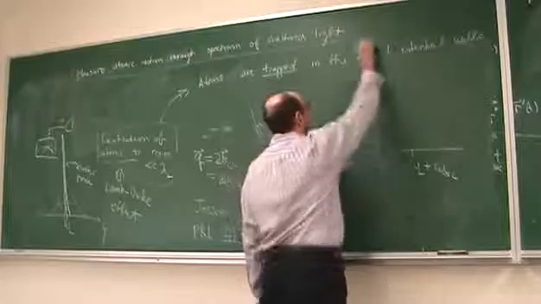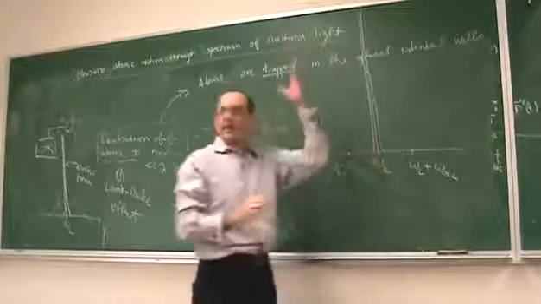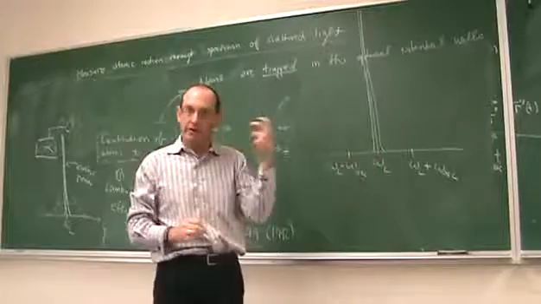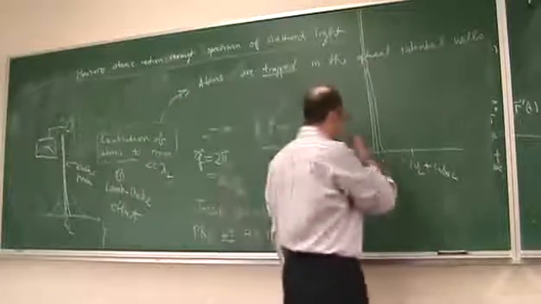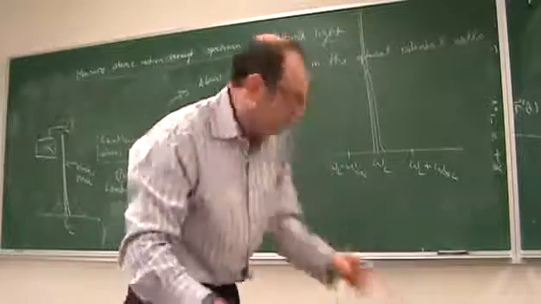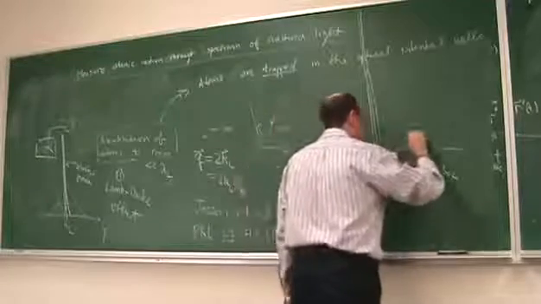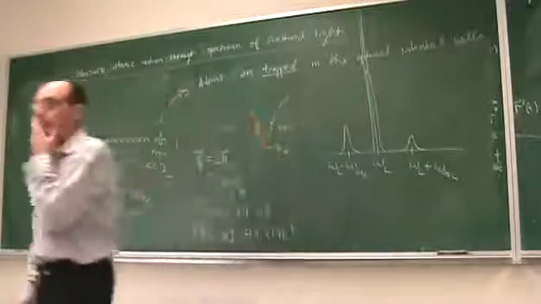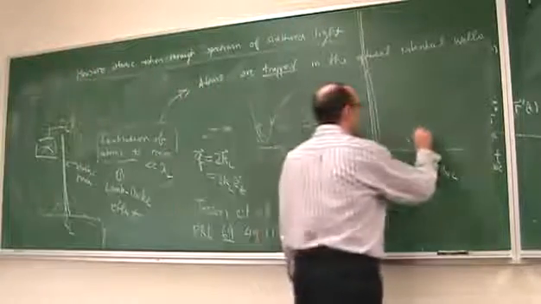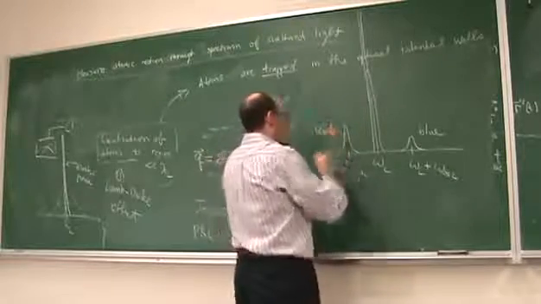There was a huge spike off the scale of this board at the light at the elastic peak, right at the frequency it came in. And then there are side bands here that look like this. So, this is what's called the blue sideband, and this is what's called the red sideband.